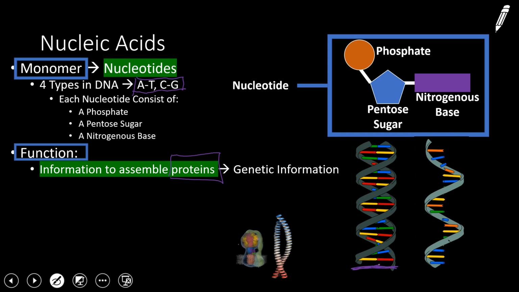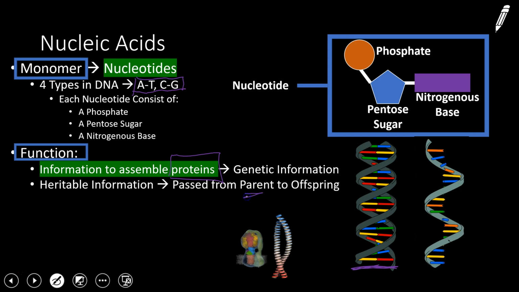And one nucleic acid that you may have heard of is DNA, okay? This information is heritable. That means that it's passed on from parent to offspring. So where did you get the information to assemble the proteins of your body? You got that information from your parents because they passed on to you their DNA, okay? And we also call this genetic information.